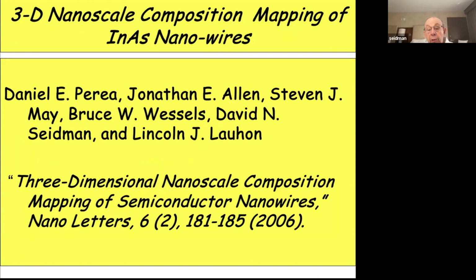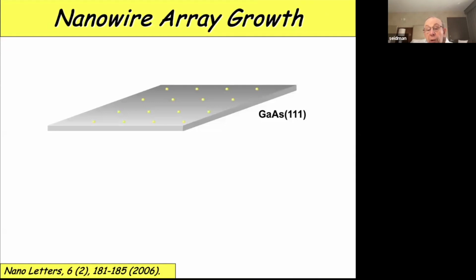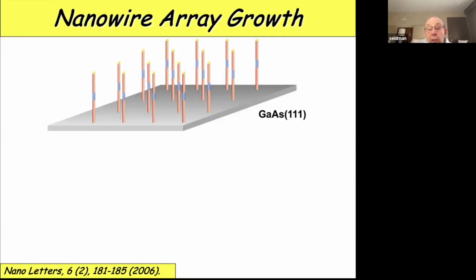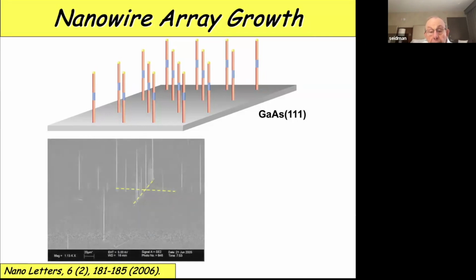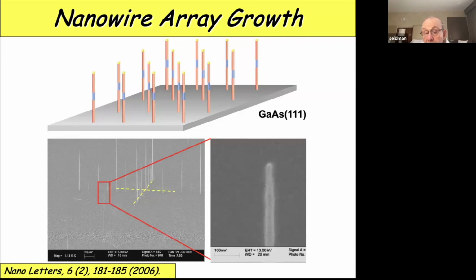This was work done on indium arsenide nanowires, and here is a gallium arsenide substrate, and you can grow on that gallium arsenide substrate what are called nanowires, and these are the nanowires here. And this is a scanning electron microscope image of those nanowires. The top half is just an artist's conception of what those nanowires look like. And here is a single nanowire. And this is an SEM picture, scanning electron microscope. And it doesn't have very good resolution, you can see, because you can't see the detail that I'm going to show you.